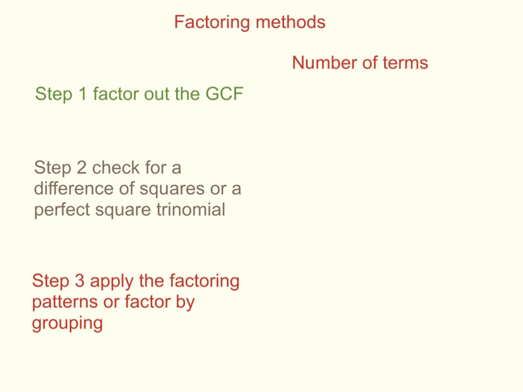Okay, so we're going to discuss just real quickly some of the factoring methods, and then we're going to look at putting some of them into place. Where it says here, step 1, you factor out the greatest common factor. You do this no matter how many terms you have. No matter how many terms are in the polynomial, you want to factor out the greatest common factor.